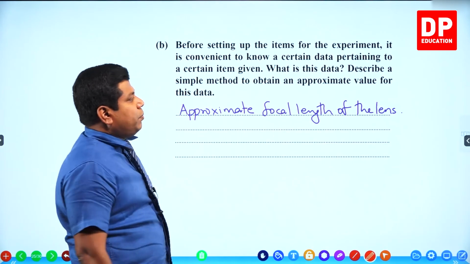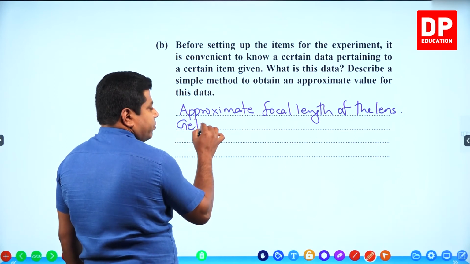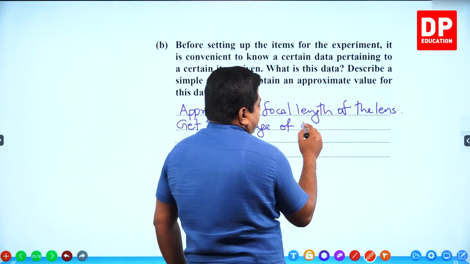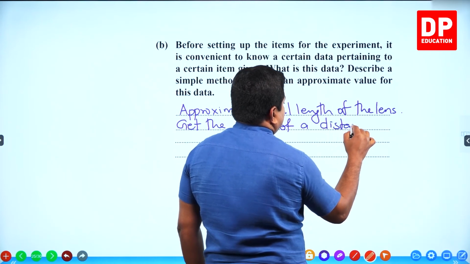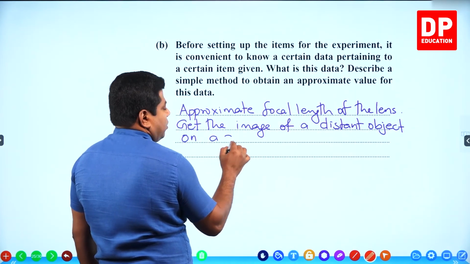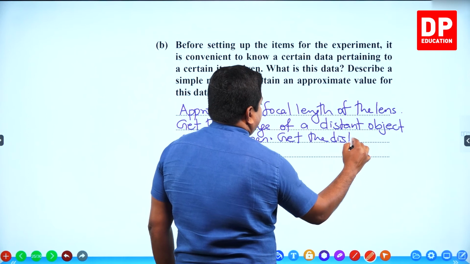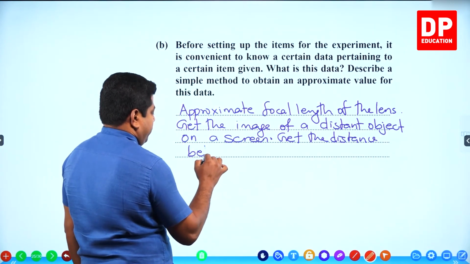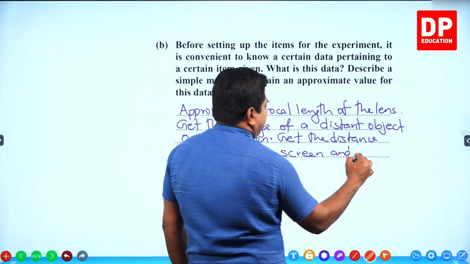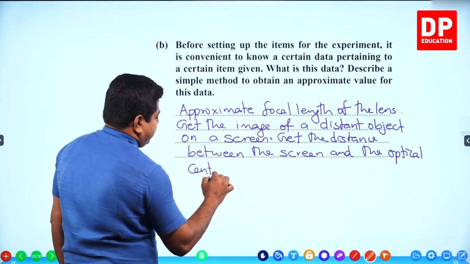Describe a simple method to obtain an approximate value. How do we do it? Get the image of a distant object on a screen. Get the distance between the screen and the optical center of the lens.